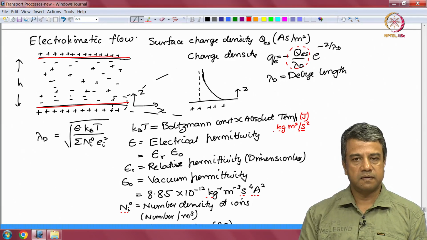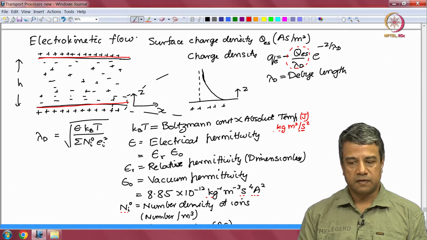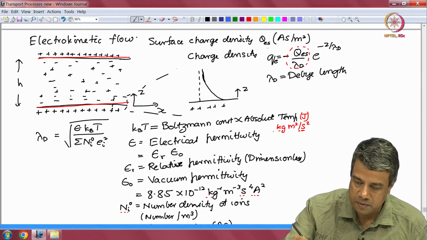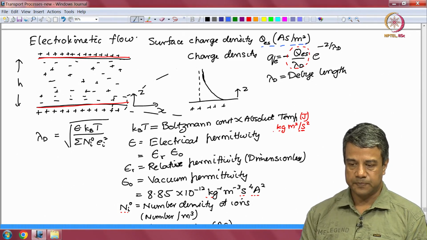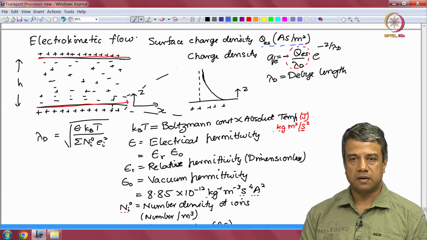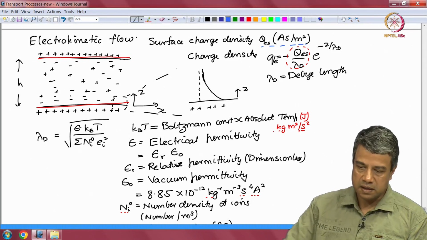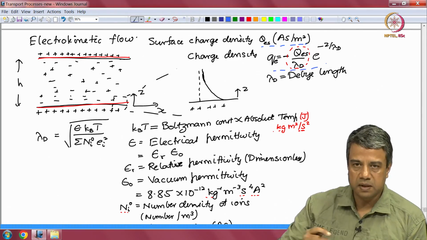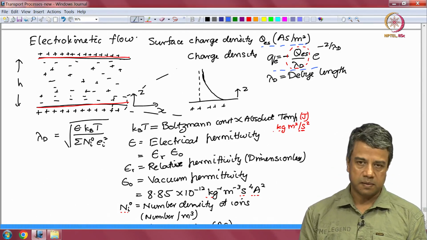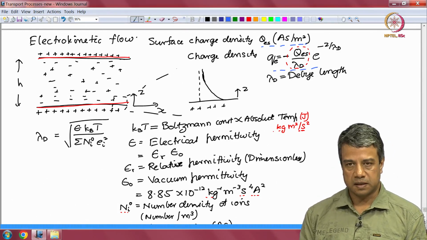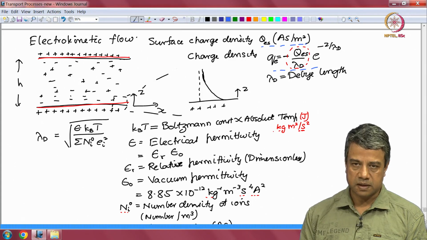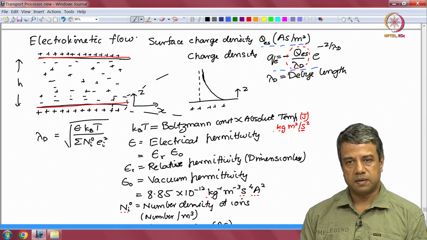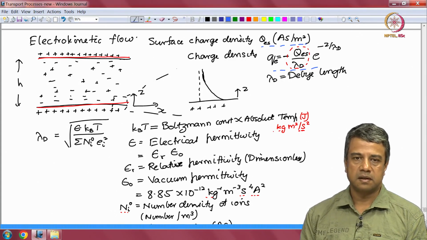I had given you an expression for the charge density. If the surface charge density in coulombs per meter square is Q_ES, capital Q for the surface charge density, the charge density in the fluid close to the surface, the ionic charge density, is given by this expression: Q_ES by lambda_d times e to the power minus z by lambda_d, where lambda_d is the Debye length. I should note here that this is applicable only for dilute systems. If the charge density becomes large, then you get more complicated expressions. In a dilute system, this is the expression for the Debye length.